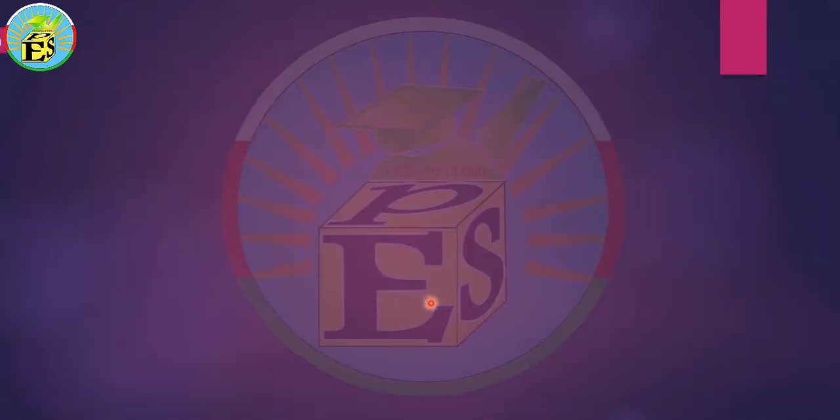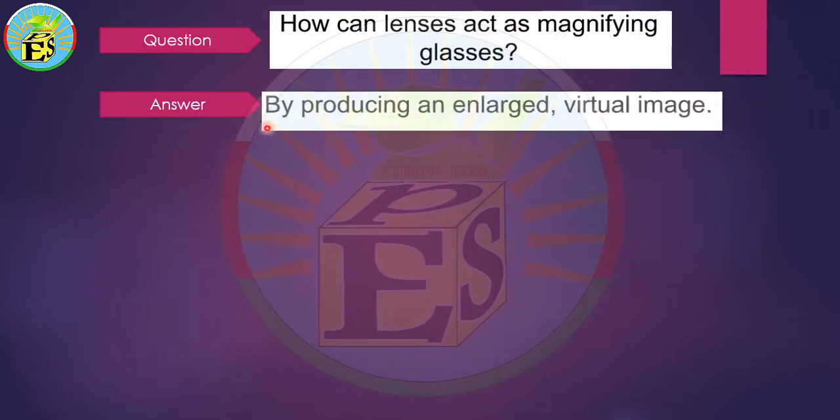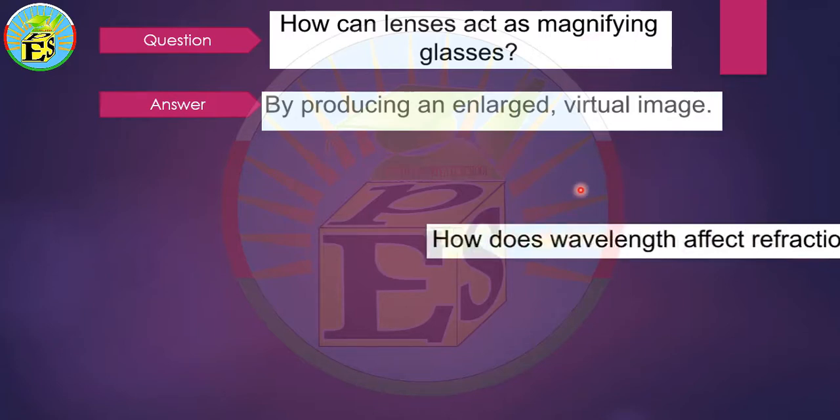Next question: how can lenses act as magnifying glasses? By producing an enlarged virtual image. When we have a bigger image than the original object, it works as a magnifying glass.